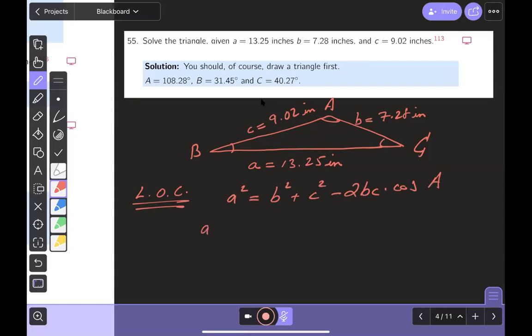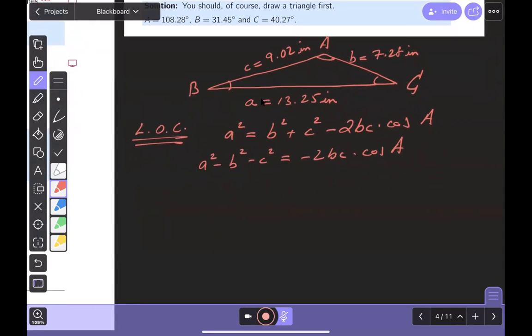That's going to be A squared minus B squared minus C squared is equal to minus 2BC cosine of A. We'll put the numbers in later, by the way. All right, how do you do that? I can divide both sides by minus 2BC. And what would you get? Let's write this down. You would get C squared plus B squared minus A squared all over 2BC is equal to the cosine of A.